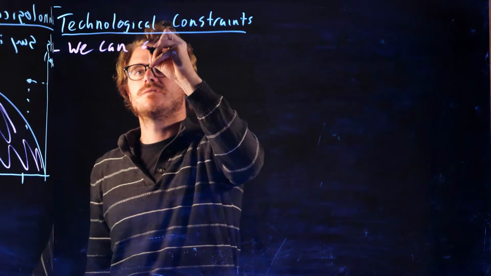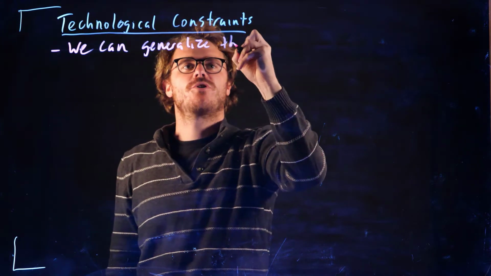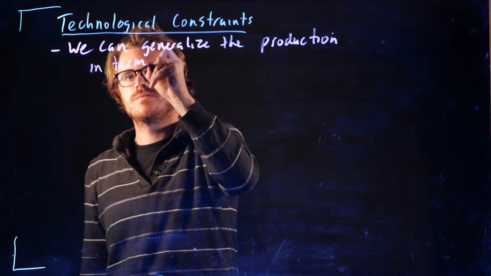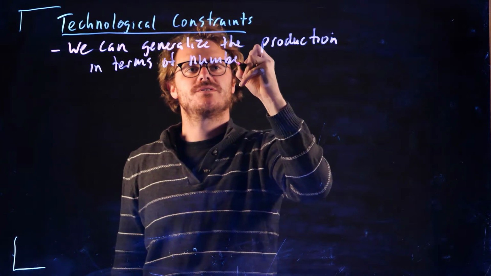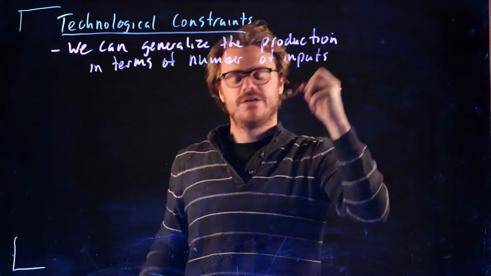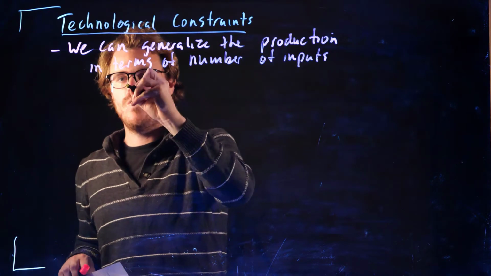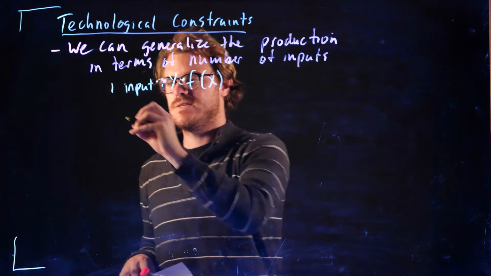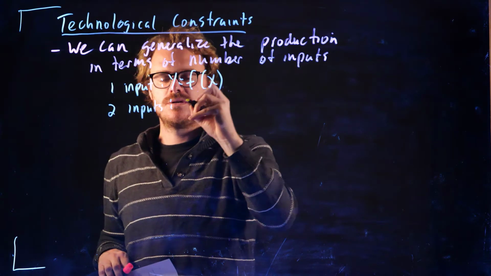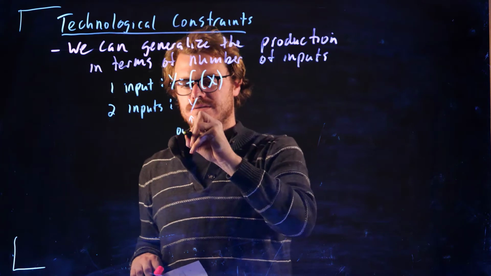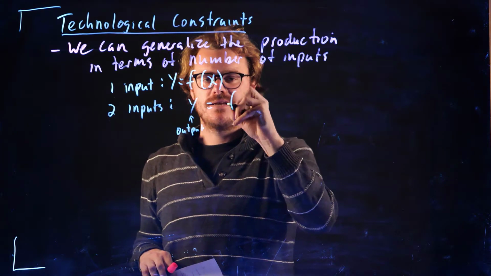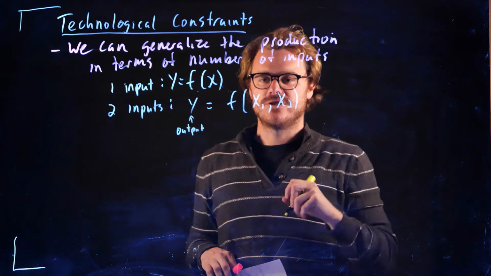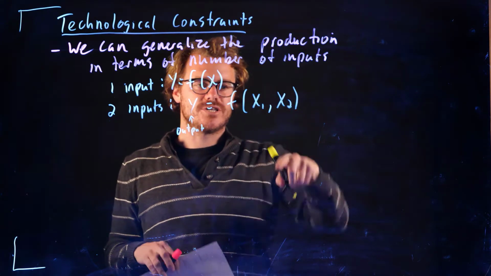Now the production function in terms of number of inputs. So for example, with one input, we just saw we might have y equals f of x. If we had two inputs, maybe we'll have y, so output, is now a function of x1, which is the amount of input 1, and x2, which is the amount of input or factor of production 2.